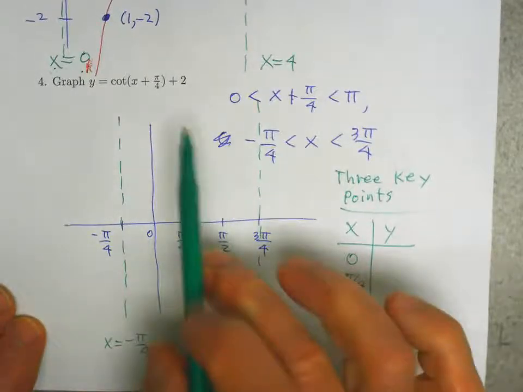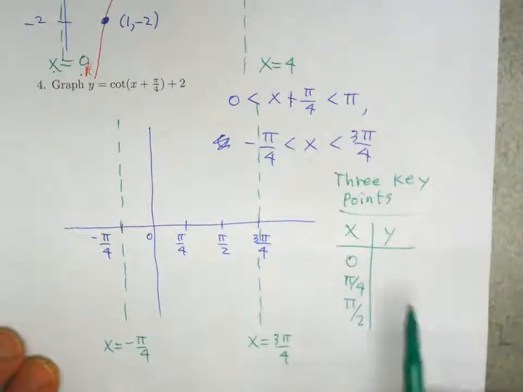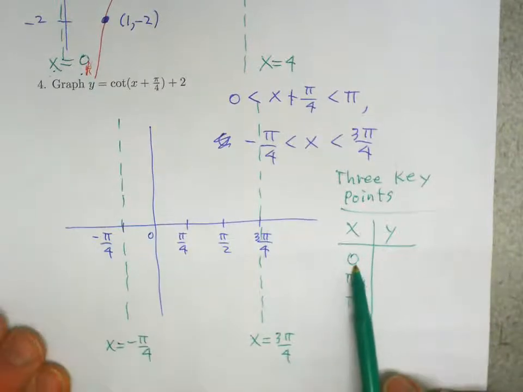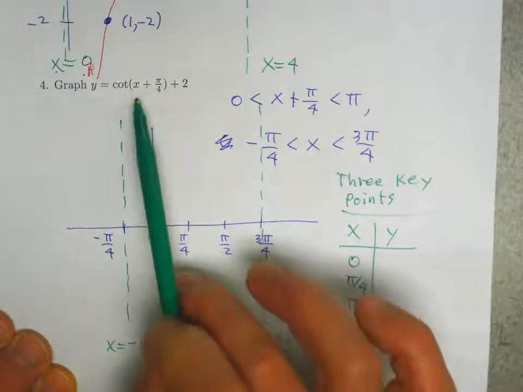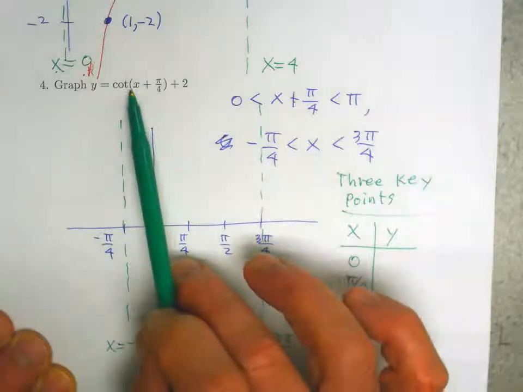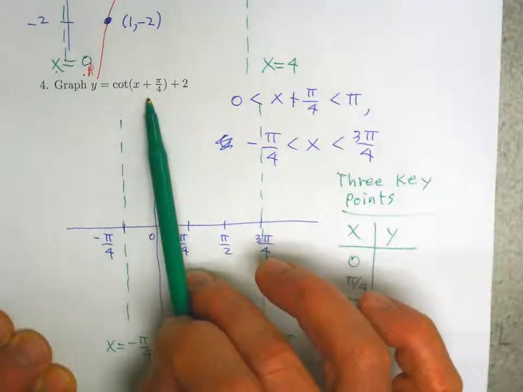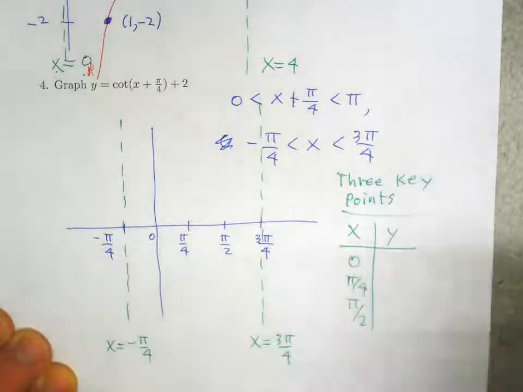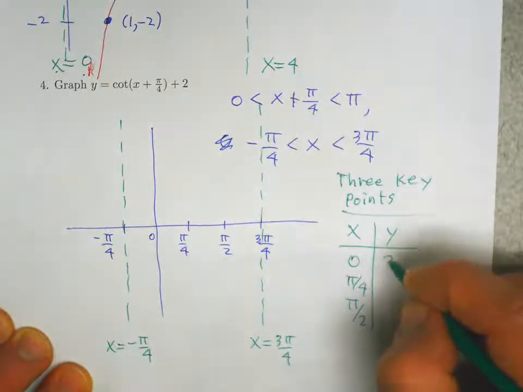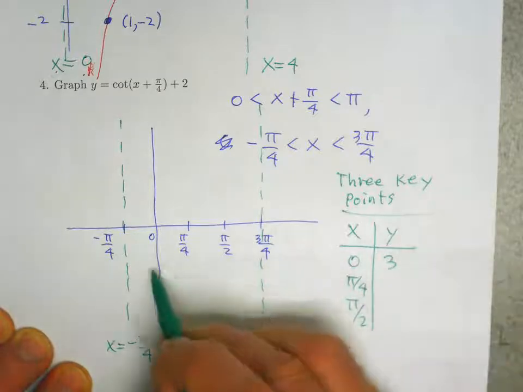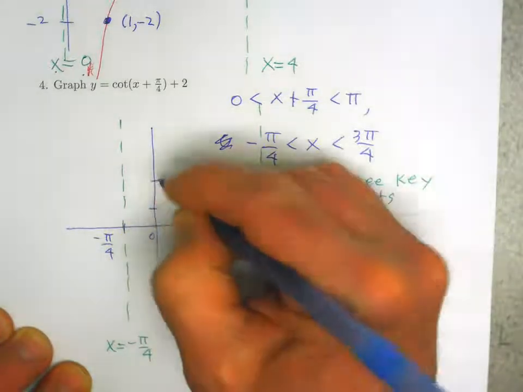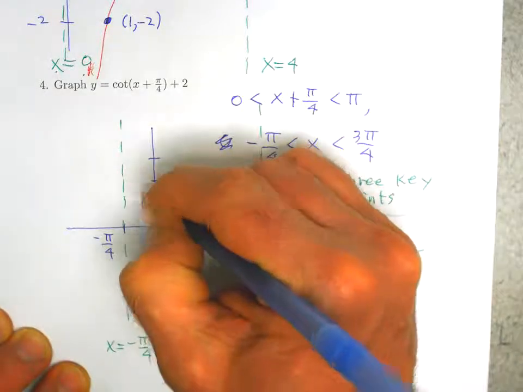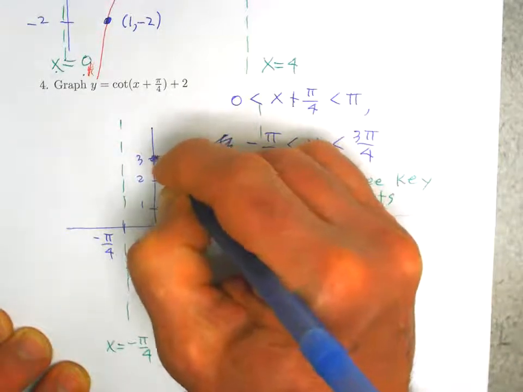So we do get a vertical shift out of it, but when x is 0, we get the cotangent of pi over 4, which is 1. 1 plus 2 is 3. So when x is 0, the y-coordinate is 3. So we get that point.